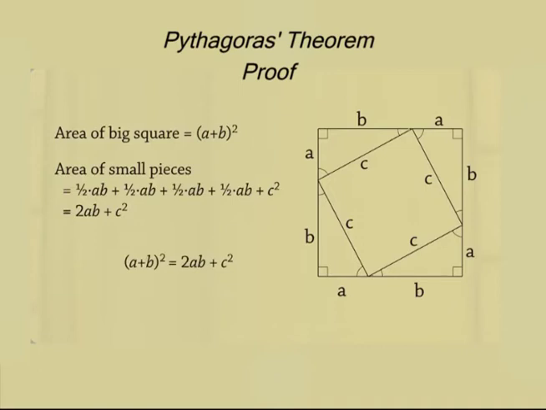If you expand the left side, you get a squared plus 2ab plus b squared, and this should be equal to 2ab plus c squared. 2ab is common on both sides, and so we can subtract it out, which leaves us with a squared plus b squared is equal to c squared, and this is the Pythagoras theorem. So it is true.